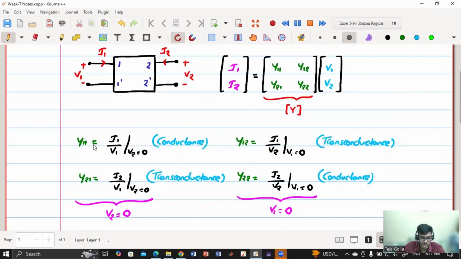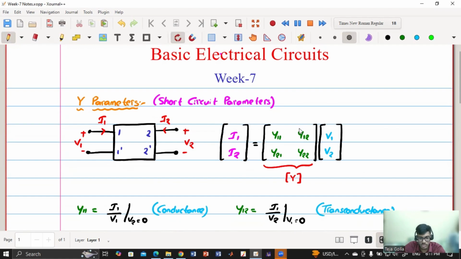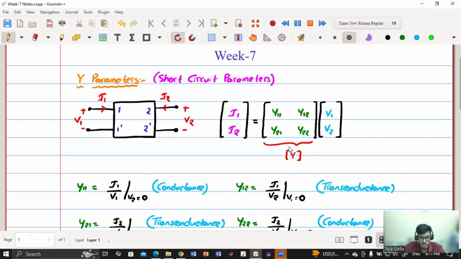Then I will see what is my Y11, because once I know this, I know that if I make V2 0, then I'll get I1 equals Y11 V1. So Y11 is I1 by V1 when V2 equals 0. So I need to remember this matrix. The matrix is the basic thing that we have to remember.